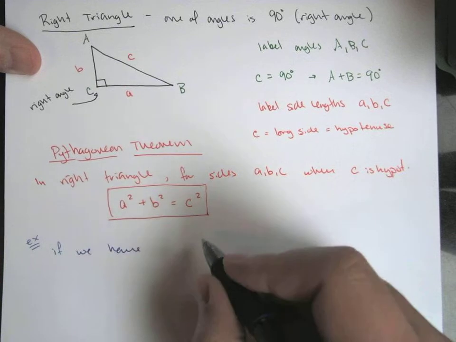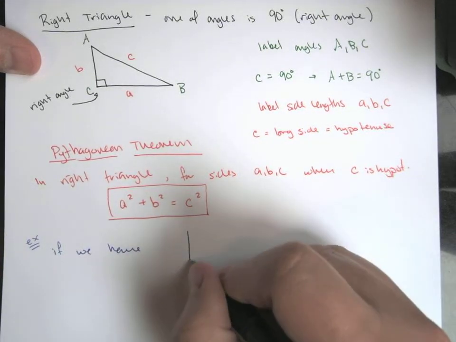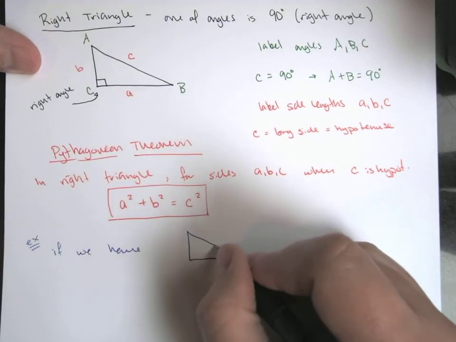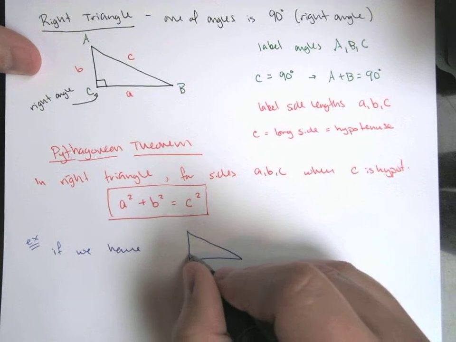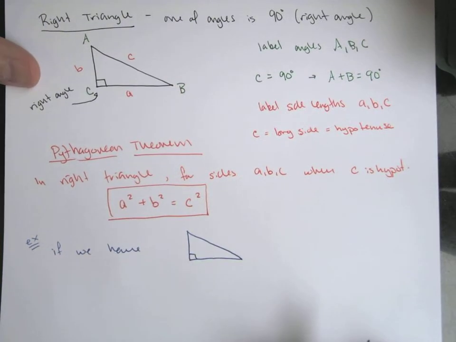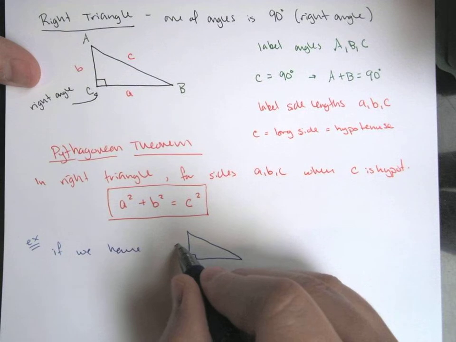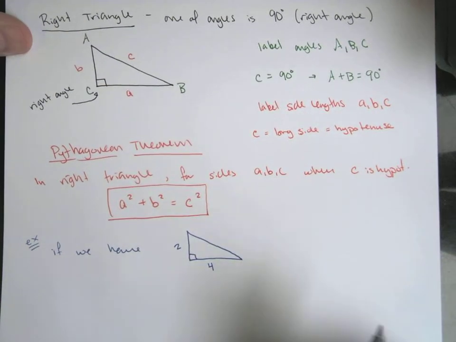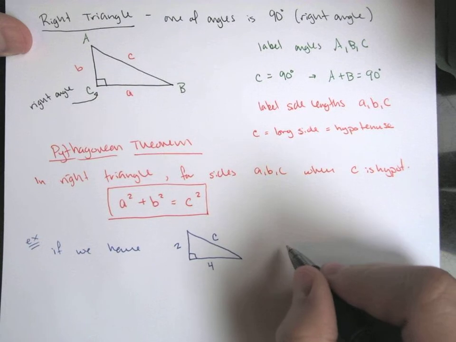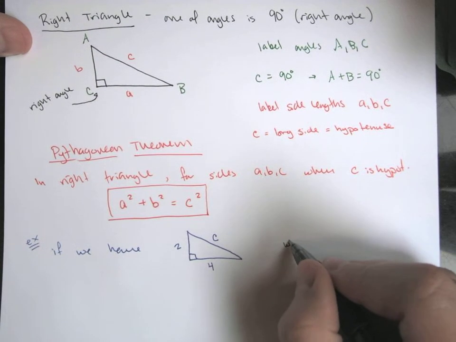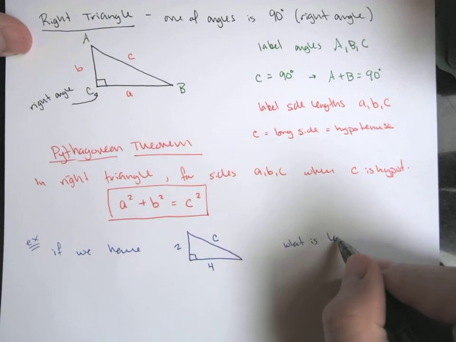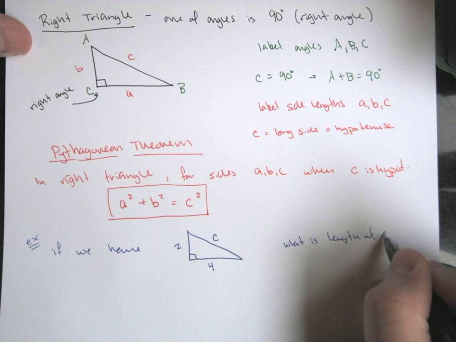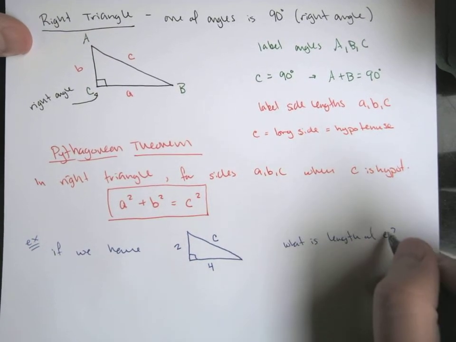So if we have this triangle, I'll just do a sketch to kind of get us started. When we draw triangles, we're not necessarily trying to draw them perfectly to scale. We'll do the best we can. So let's say this is a 2. Let's say this is a 4. That's kind of innocent enough, right? This is going to be our long side C. So what is the length of C?